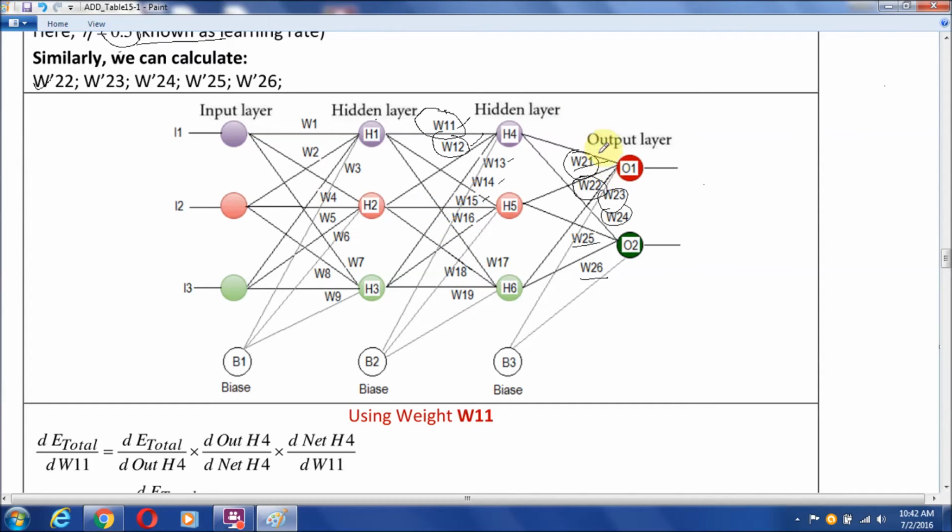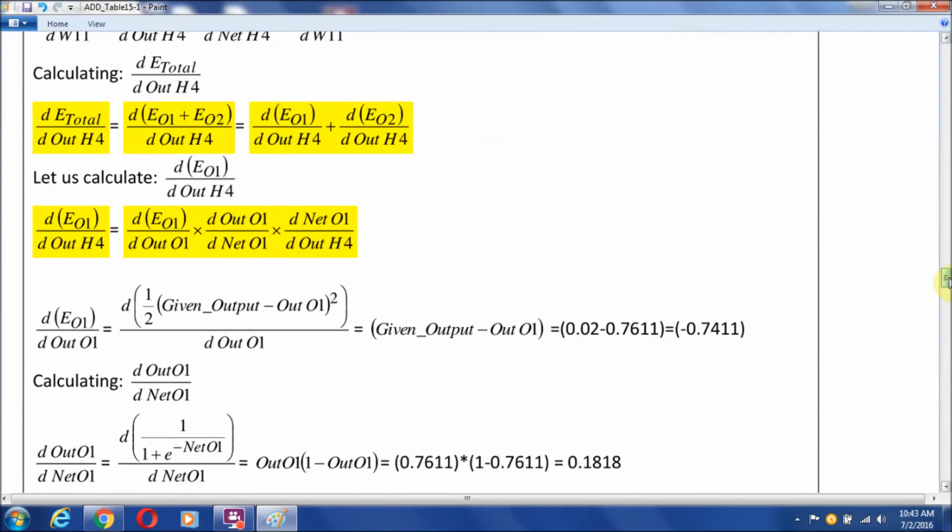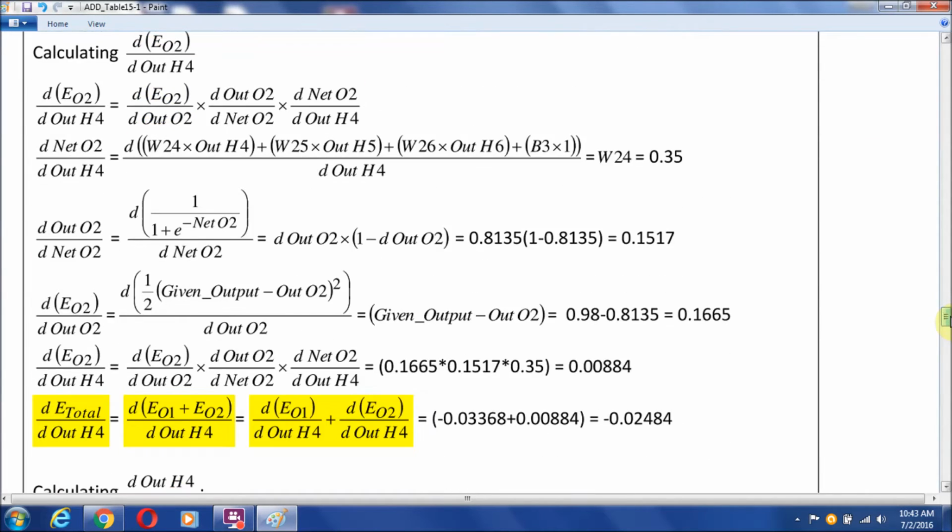For this we will use some error propagation information that we calculated here. So how do we update the weight of W11? As usual it is very simple. First we will take the derivative dE total by dW11, and our next step is to use this information to update the weight of W11. And how can we do this? This is very simple, as we did earlier.